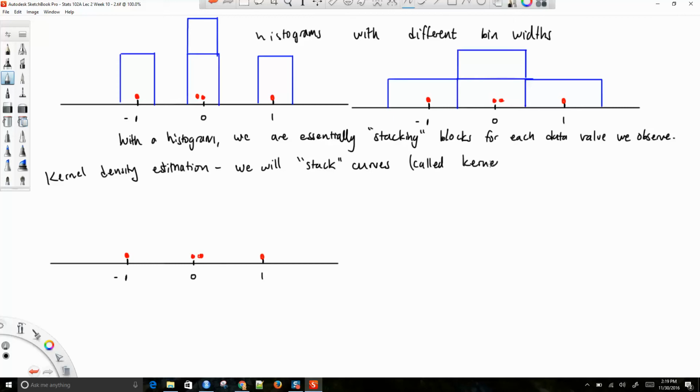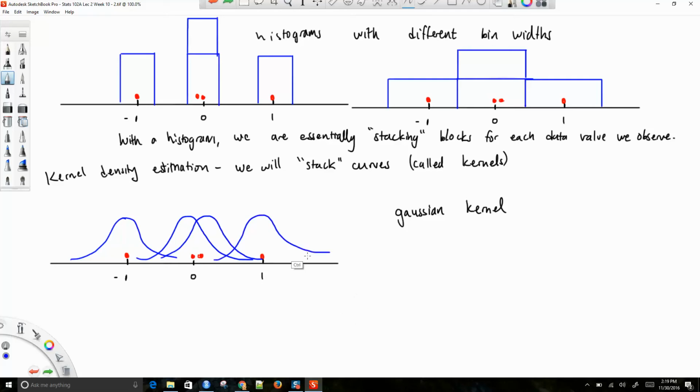Oftentimes the default kernel that we use would be a Gaussian. And the way a Gaussian kernel works is that at each dot, I have a normal Gaussian curve centered right at that dot. So here I've got this Gaussian curve right there, a Gaussian curve centered at this dot, another Gaussian curve centered at that dot, and a Gaussian curve centered at that dot.